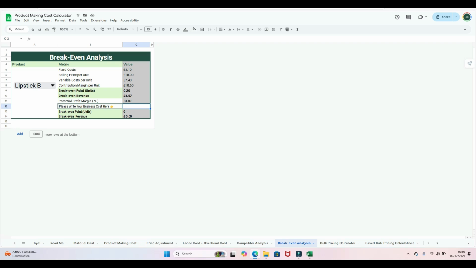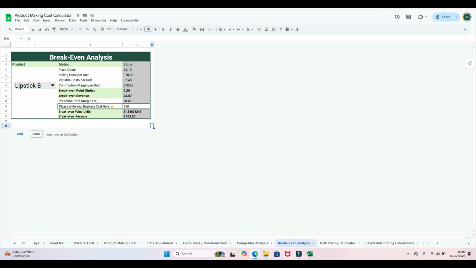Now, you want to know how many products you need to make to cover your business cost. So let's say your monthly business cost is $550. So what this is telling you is a break-even point. The amount of lipstick you need to be selling is around 52 lipstick tubes, okay? And the break-even revenue is 933.96. Now you might be wondering, why is this so much higher than 550?